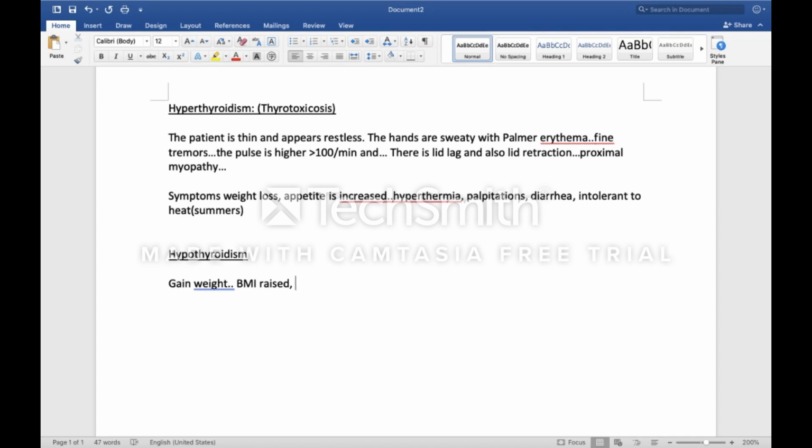So now, hyperthyroidism people appear restless, and hypothyroidism people appear slow.